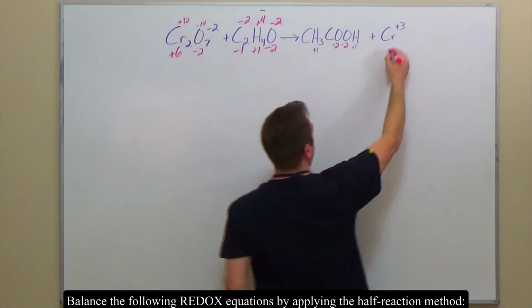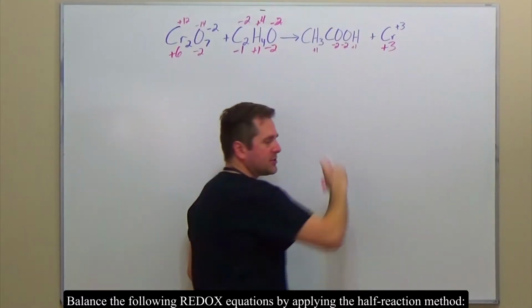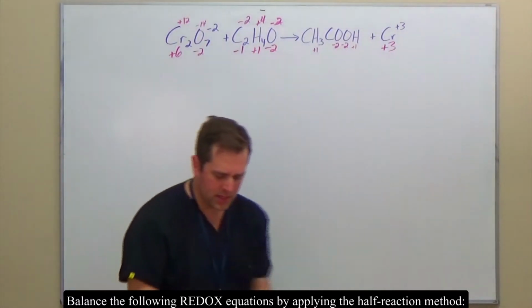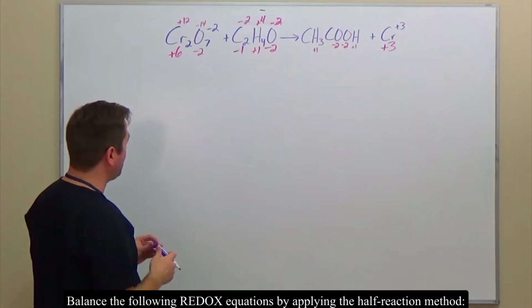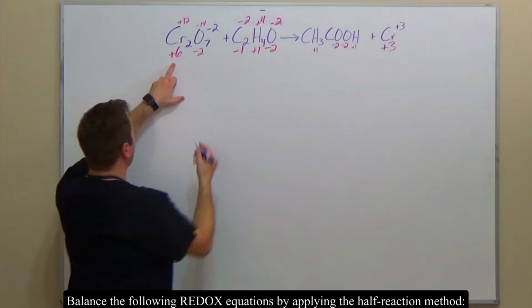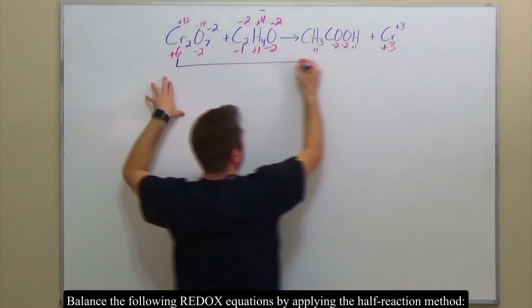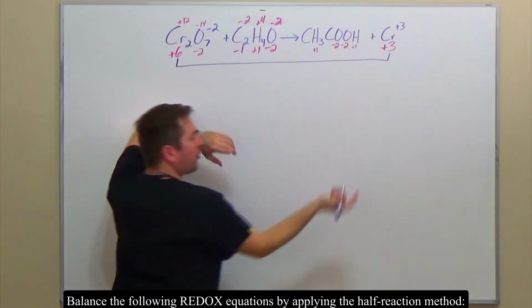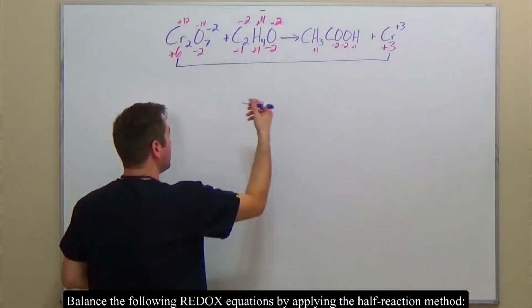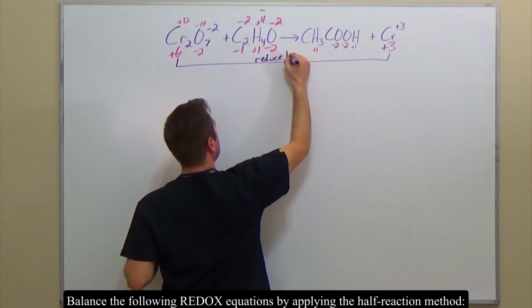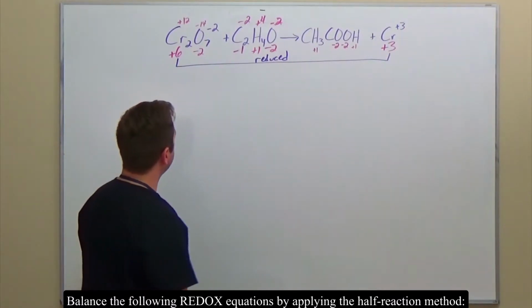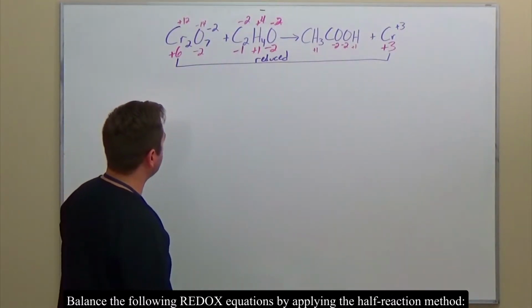What about the chromium 3? Well, that one's easy. Very transparent. It's just +3. Okay, can we determine what happened in this reaction? What happened to the chromium? It went from +6 and became less positive. So therefore electrons were added, and therefore it got reduced. So reduction happened here.